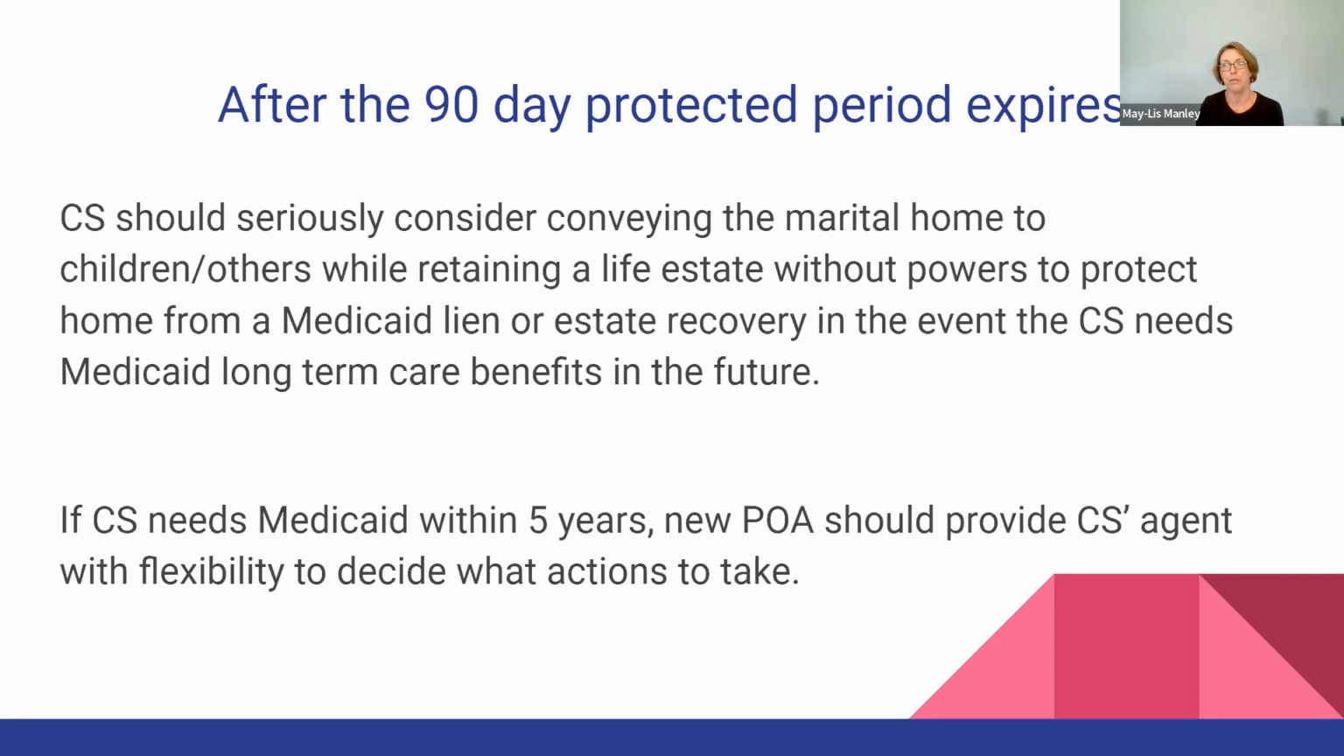This protects the home in the event the community spouse needs Medicaid in the future, and it protects it from Medicaid putting a lien on it or from estate recovery, because the home will never go into the community spouse's probate estate. It will pass directly through the life estate deed to the children. And with the life estate deed, the children also get the step up in basis, so they're not sacrificing anything along the tax lines.